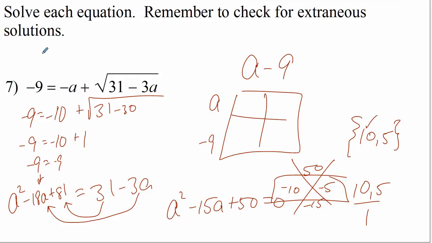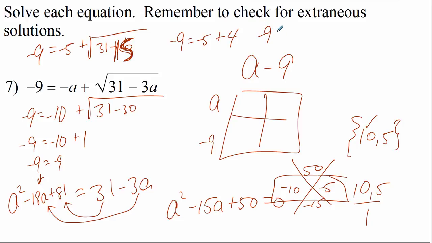Let's see about 5. Negative 9 equals negative 5 plus square root 31 minus, and then this is going to be 15, right? Sorry, 15, not 16. It's going to give you 16 when you subtract it. Negative 9 equals negative 5 plus 31 minus 15 is 16, and the square root of 16 is 4. Okay, so I get negative 9 equals negative 1. Does that work? I don't think that's right.